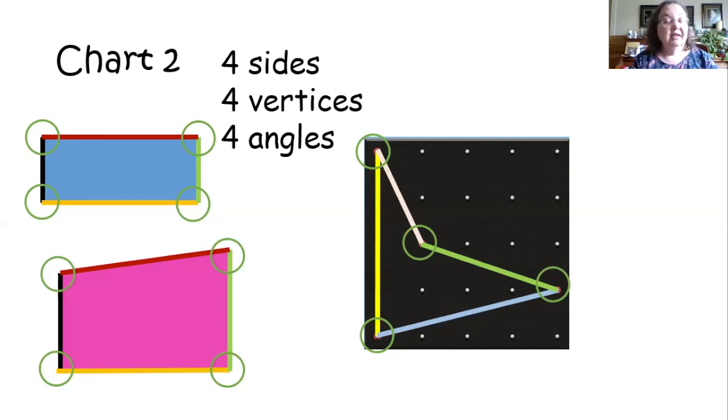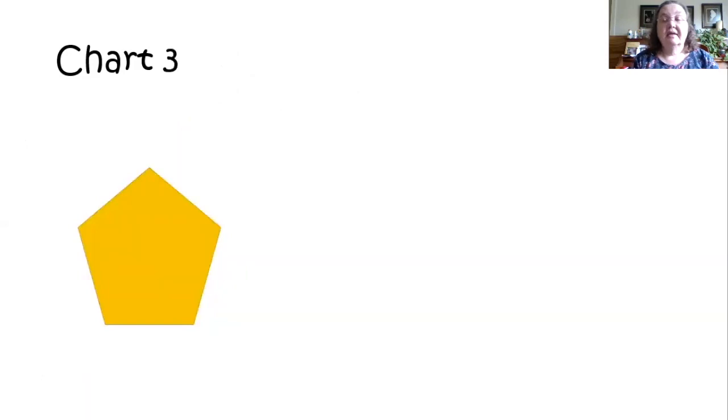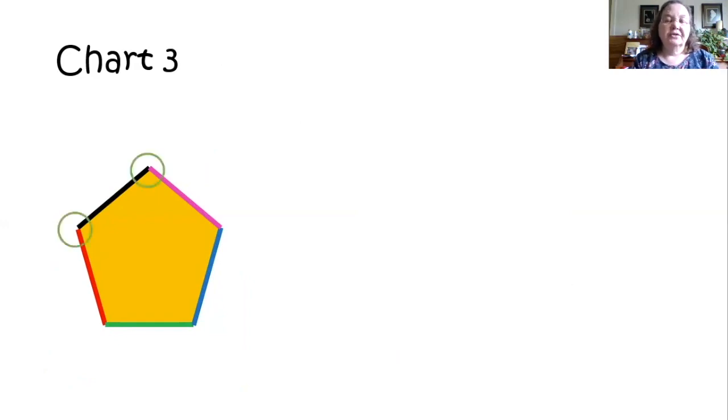Well, now I want you to take your manipulatives and make a 5-sided figure with them. Here's my 5-sided figure. If yours doesn't look like mine, that's fine. Let's count mine. 1, 2, 3, 4, 5. It still has 5 sides. How many angles and vertices does it have? 1, 2, 3, 4, 5. It still has 5 vertices and 5 angles.